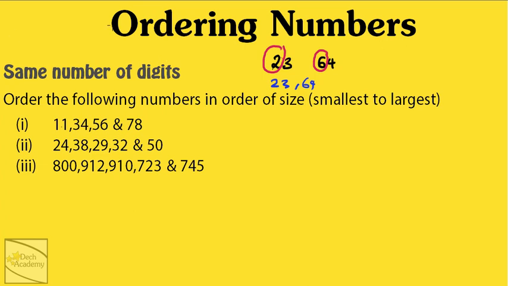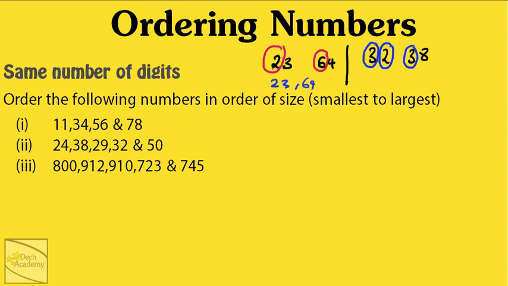Now, if you have a case where, I'll give you another set of two numbers. I'll give you 32 and 38. In this case, we have two numbers. They both have 2 digits. If you want to determine which number is smaller, you compare the first digit of both numbers. The first digits are the same, so we can't really tell which is smaller or larger. So what you do is you then move on to the next digit, the second digit, and compare.